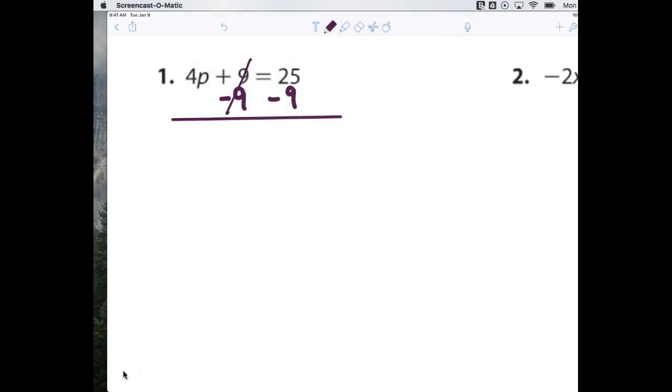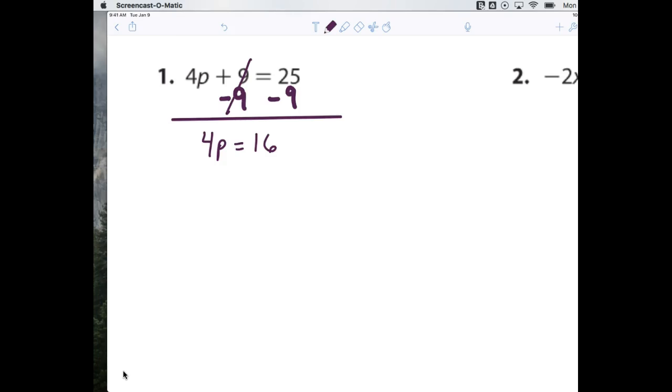All right, so I'm going to cross that out. Now what's 25 minus 9? 16. So 4p is equal to 16. Now remember, subtracting 9, for some of you guys who have heard me say it again, is the same as subtracting 10 and adding 1. I think that's a good way of subtracting 9. Subtract 10, 15, plus 1, 16.